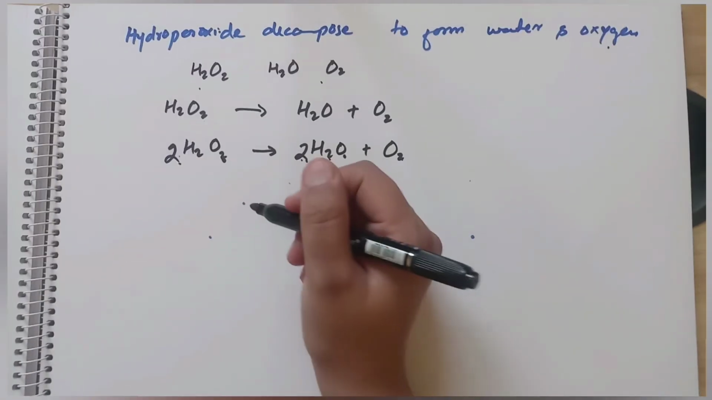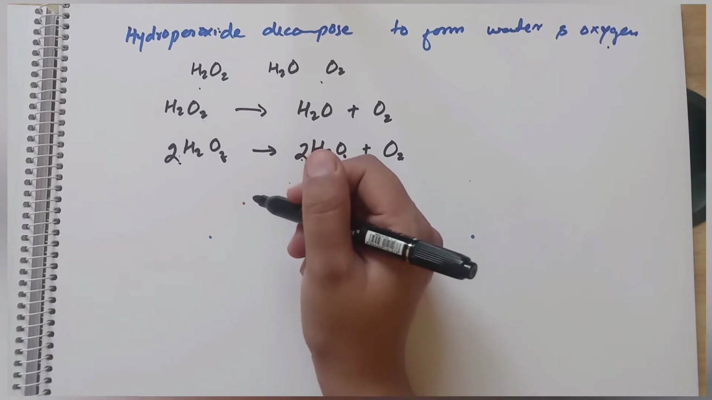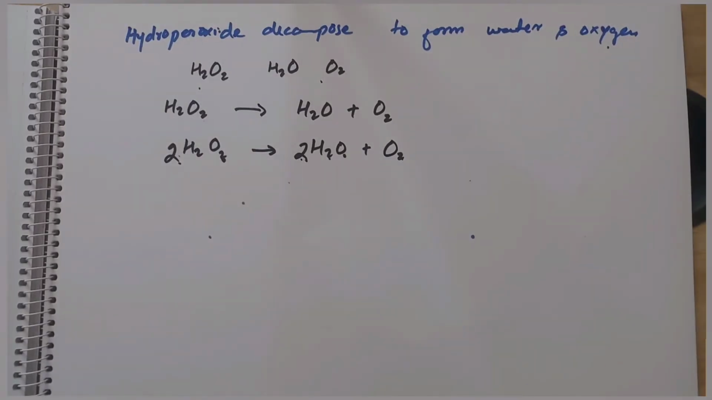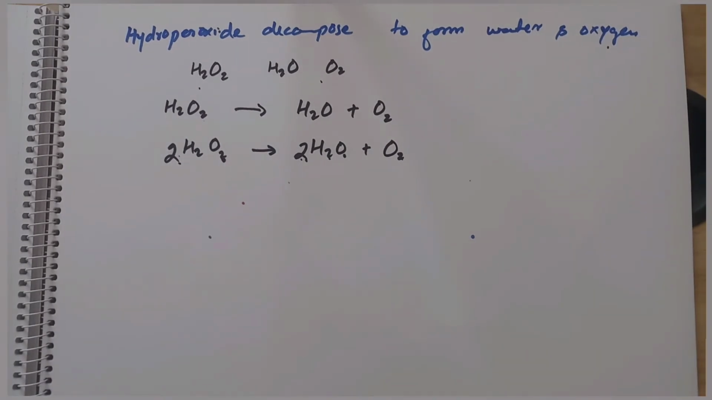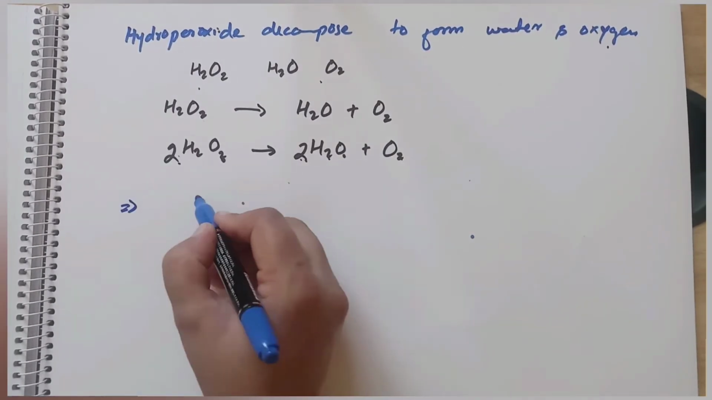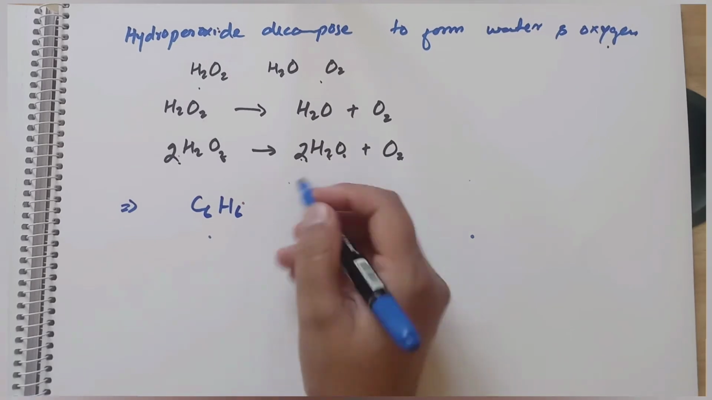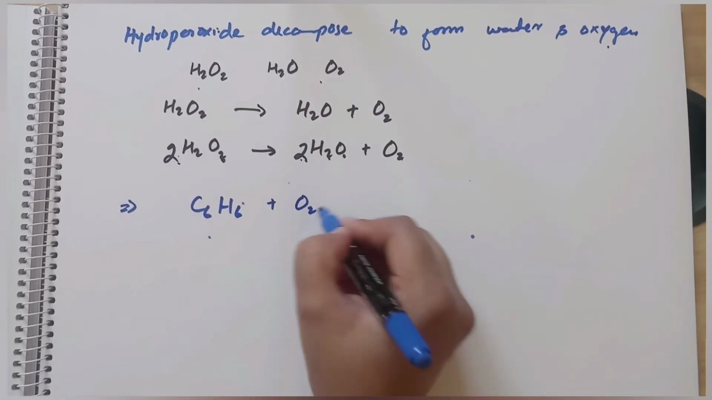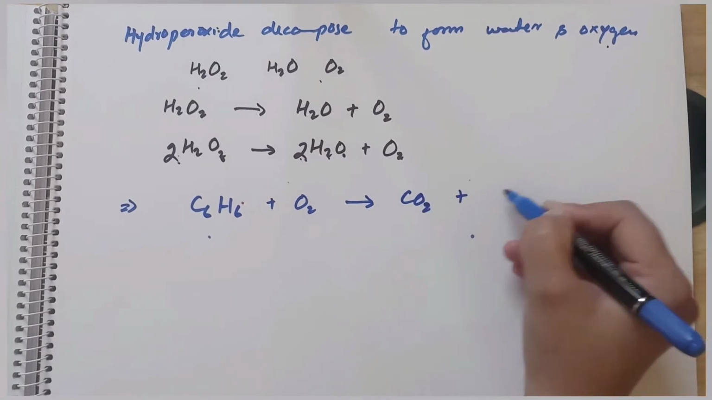Most of the reactions are balanced by whole number coefficients like 2, 3, 4 and 5. But some reactions can be balanced by using fractions and decimals. For example, take the burning of benzene. Benzene is an organic compound, and its formula is C6H6. When it combines with oxygen, it forms carbon dioxide and water.